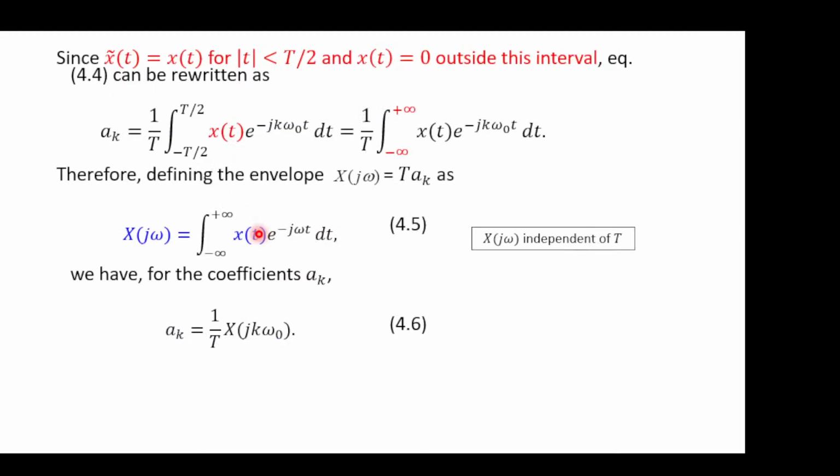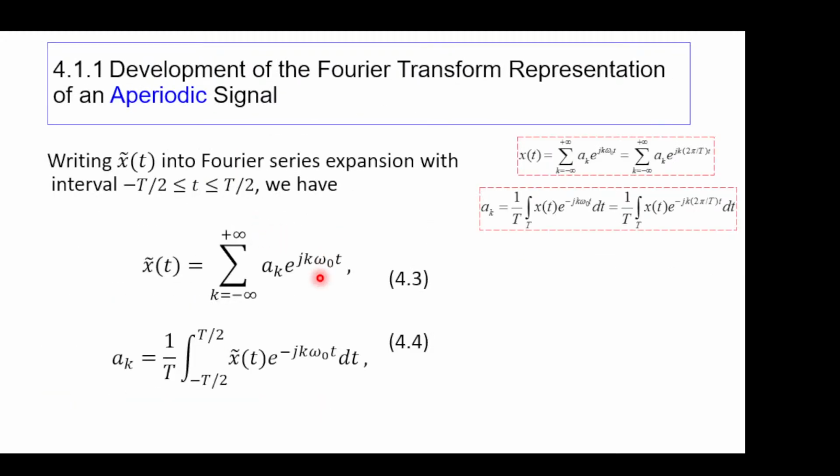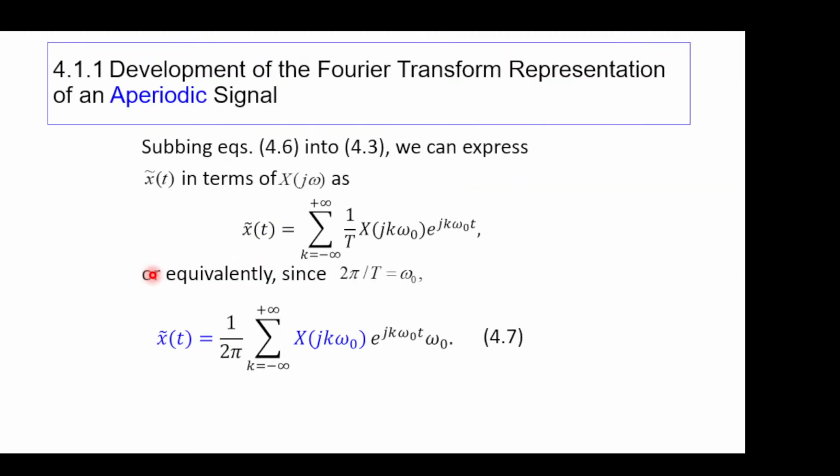So once again, the synthesis equation is this, right? You can express x tilde with a_k, and we change a_k to big X, so we do the reversing. So we have a_k equal to big X divided by T. Then we swap this a_k with big X divided by T, then we can express x tilde in terms of big X, and then look at this, okay? It's taking samples at ω equal to kω₀.